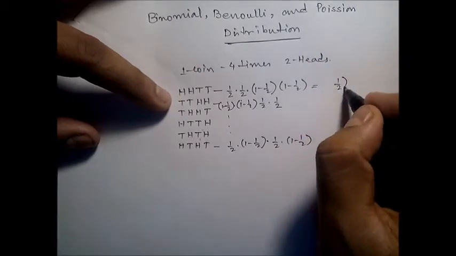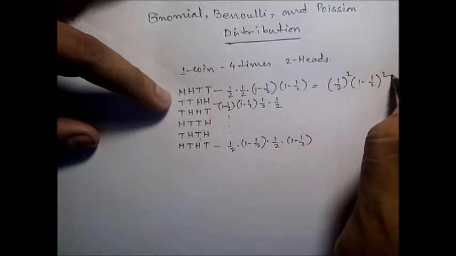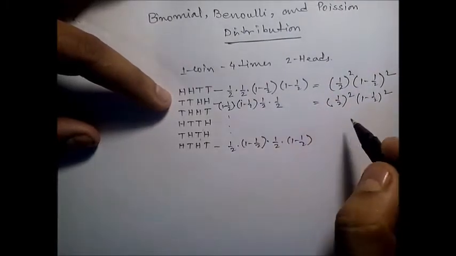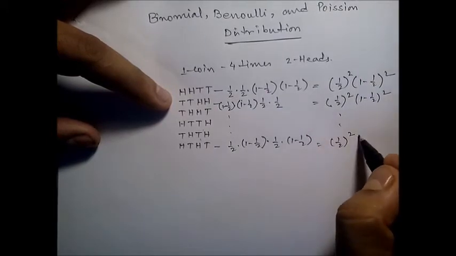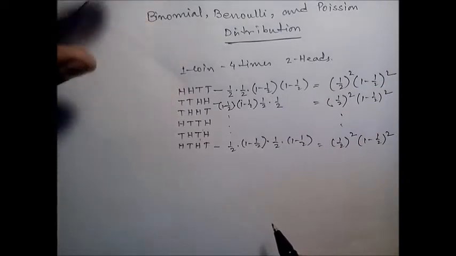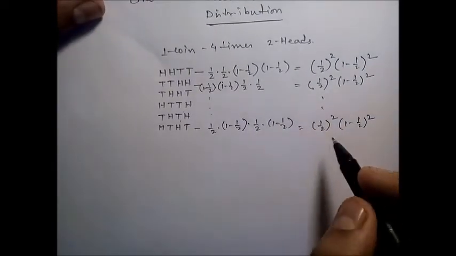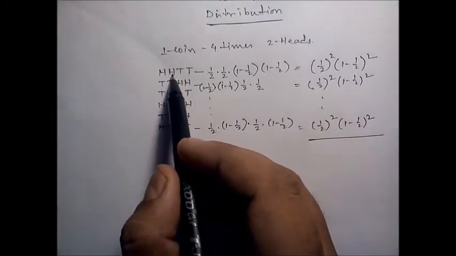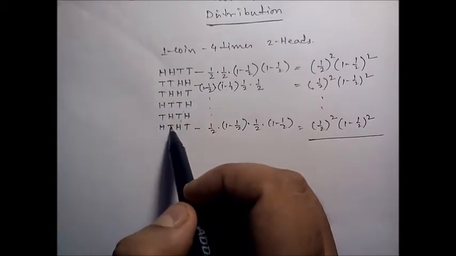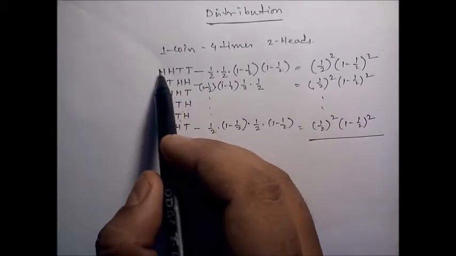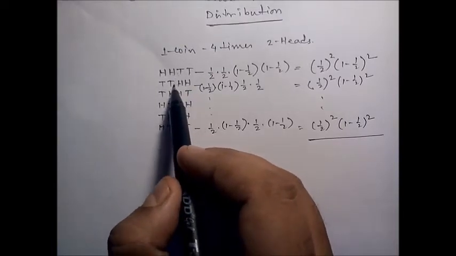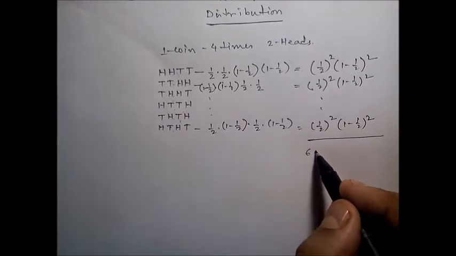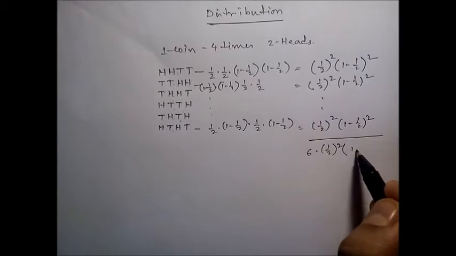So (1/2)^2 (1 minus 1/2)^2. Here it is also (1/2)^2 (1 minus 1/2)^2, and finally here also (1/2)^2 (1 minus 1/2)^2. Actually, all these are independent events. Head, tail, all are independent, and these are also independent events. So the possible outcome is this or this or this or this or this or this. So you have to add all of these: 6 into (1/2)^2 (1 minus 1/2)^2.